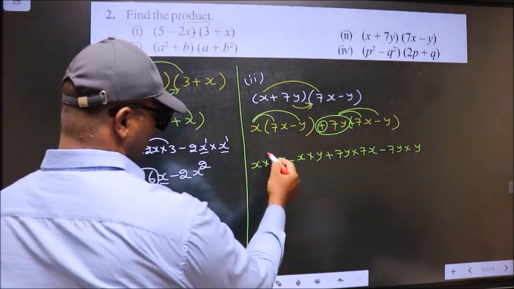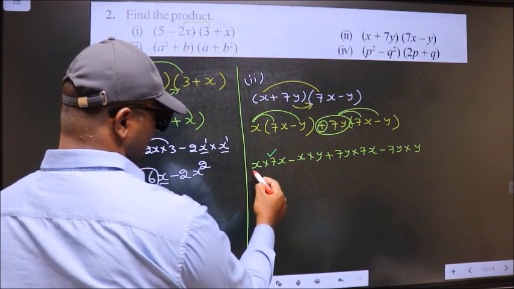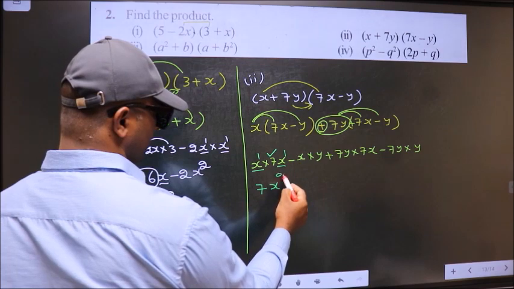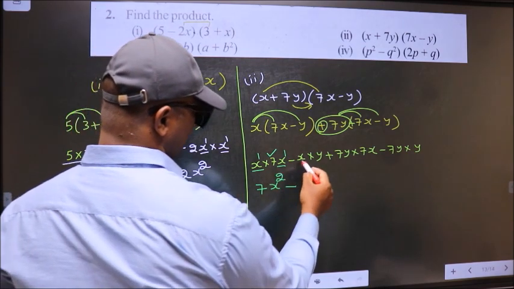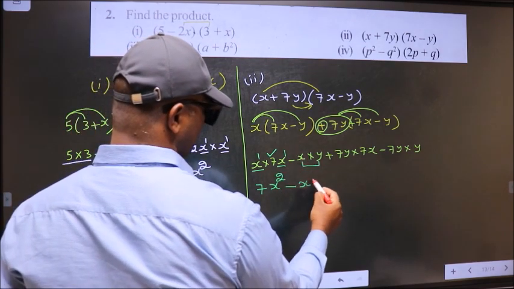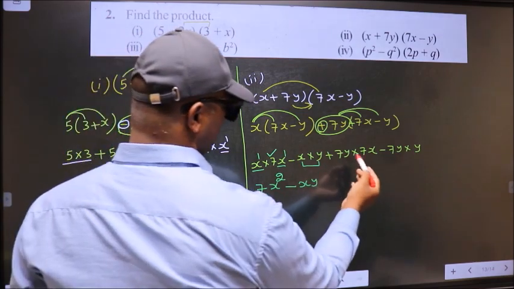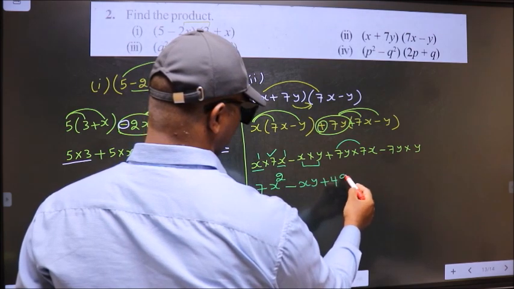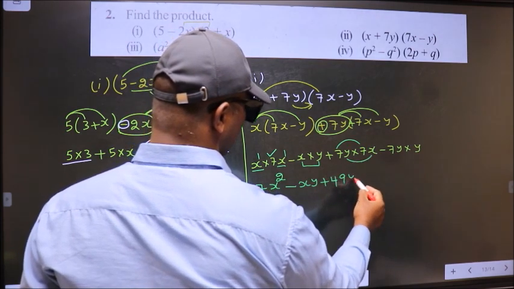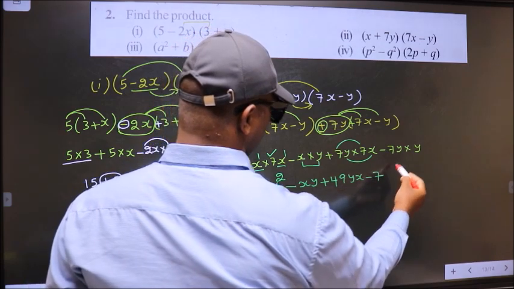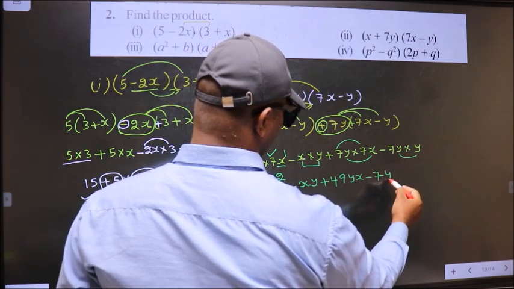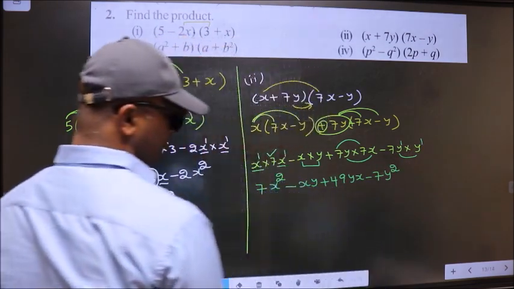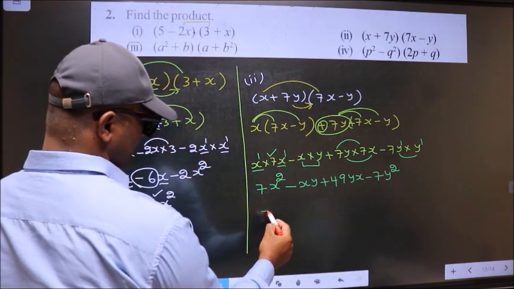Next, numbers first, we write 7, x into x, x squared, add the powers 1 plus 1, 2. Minus x into y, letters are different, so write as it is. Now here first the numbers 7 into 7, 49. Letters are different, so write as it is. Minus 7y into y, y squared, add the powers 1 plus 1, 2. Now 7x square.